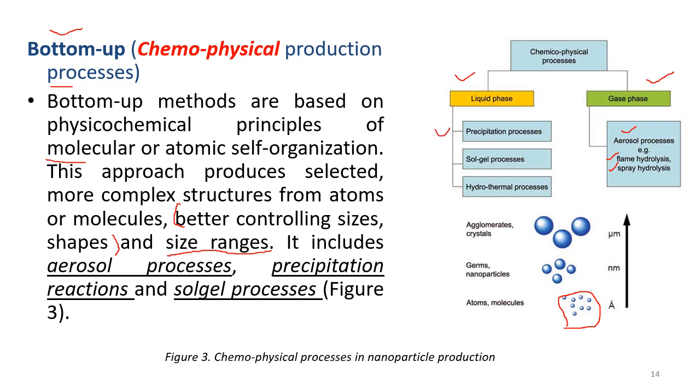Here we see the production of nanomaterials in a wet state by using a precipitation process, sol-gel process, or a hydrothermal process. Out of these, we are going to discuss more on the wet method, or the wet chemical sol-gel process. So we will now learn about this process in detail.